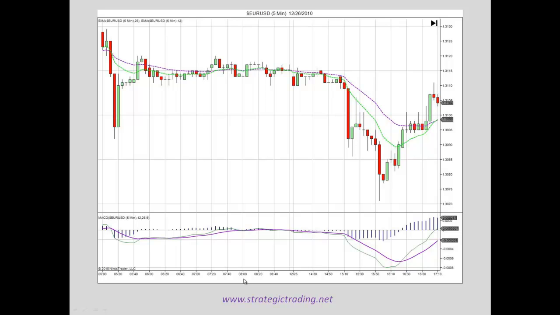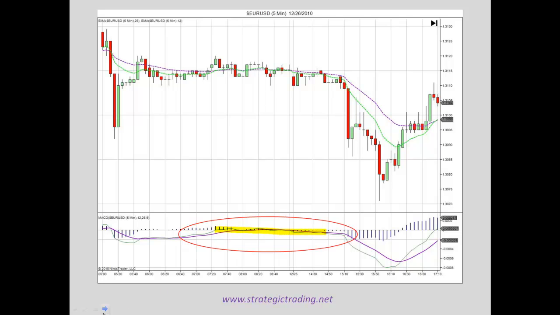This chart that we have before us is a 5-minute candlestick chart for the euro dollar. It is a forex pair, and we also have a MACD indicator with the standard settings below the candlesticks. Now, if we take a close look here, we are going to find that the MACD is in fact in this area right on the zero line.